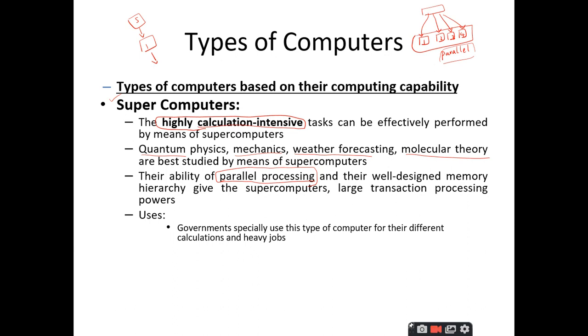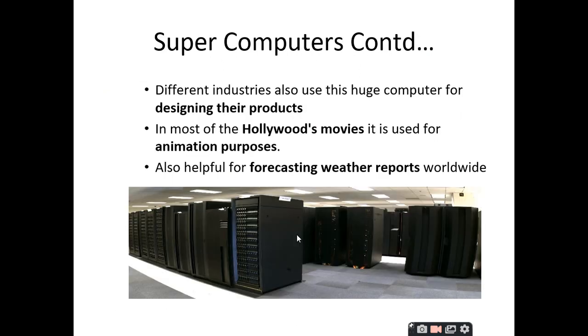For example, if you take the Hollywood industries, for the graphics design of the movies, they are going to use the supercomputers. Similarly, military operations or weather forecasting, any company that works on a huge amount of data and requires the output to be generated in very less time, they make use of these supercomputers. So for example, governments especially use this type of computer for their different calculations and heavy jobs. Similarly, there are different applications. For example, big industries or enterprises make use of these huge computers to design their products.